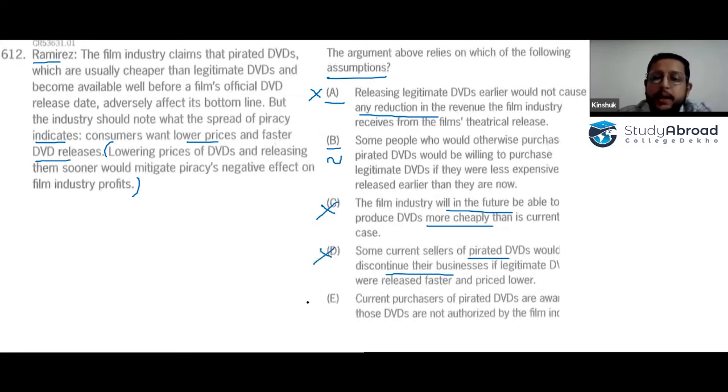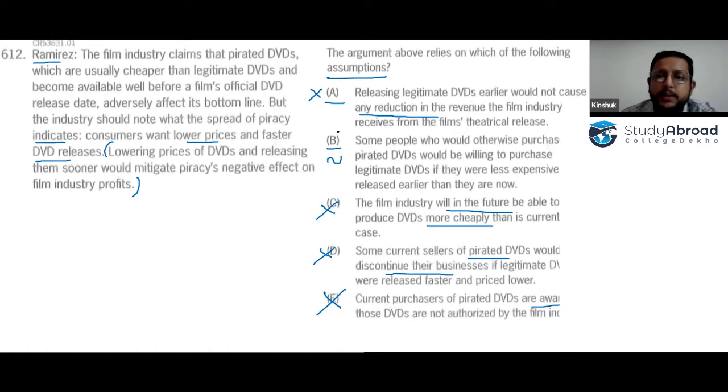Last one. Current purchasers of pirated DVDs are aware that those DVDs are not authorized by film industries. So see, this answer choice is neither here nor there. Even if it is valid, it has nothing to do with the author's argument, right? So again, E will not be valid. They're talking about if they are all aware, right? So that doesn't matter because people are still doing piracy, which is still causing them negative effects. So it has no point, no water to hold here.